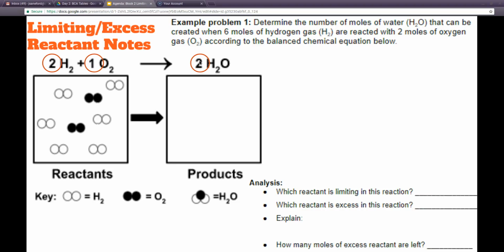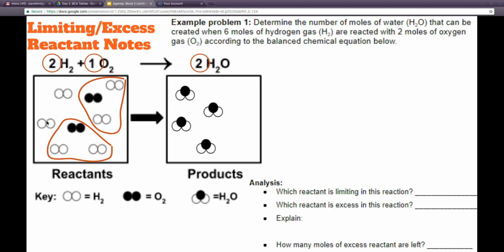So if we highlight 1 oxygen molecule and 2 hydrogen molecules, that tells us that, according to our coefficients, we should be able to create 2 water molecules. So we get them there. And then we have another set that we can highlight as well. This set here, 1 oxygen molecule and 2 hydrogens. Our coefficients, according to this ratio, tell us we can create 2 more water molecules. So they appear on the product side.